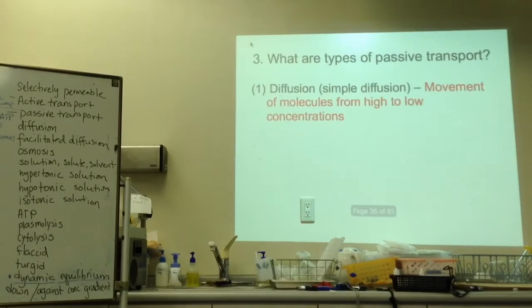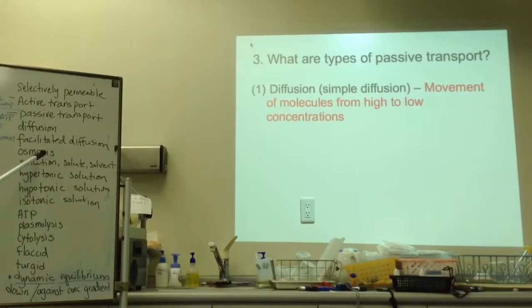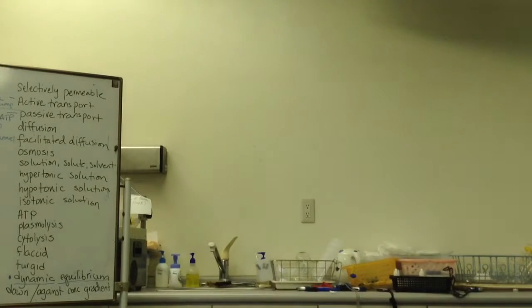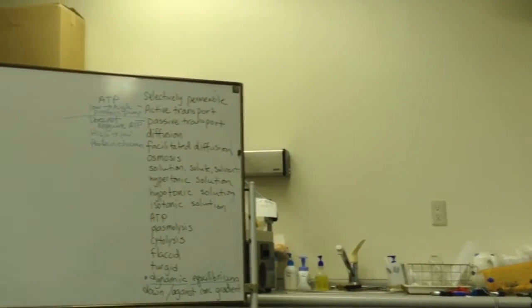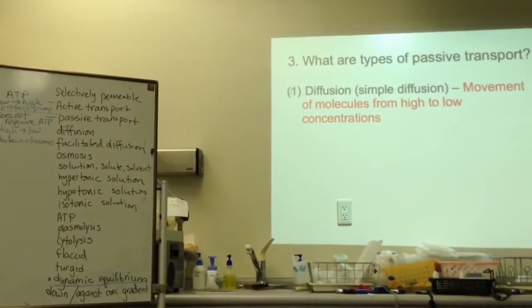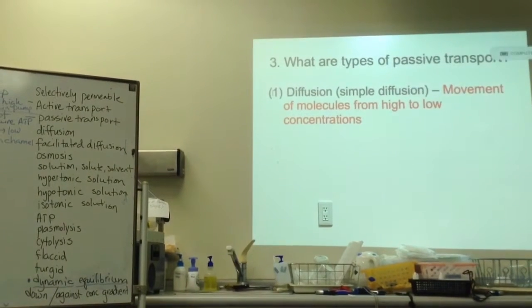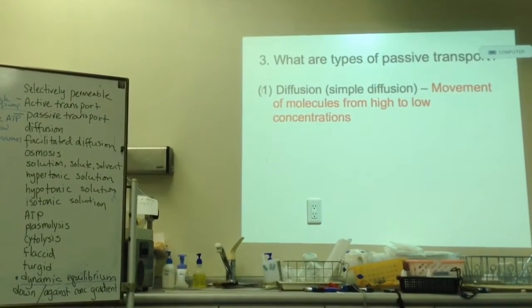All right, I'm going to go over it because that slide was the same as what we already mentioned. So here are the types of passive transport: diffusion, facilitated diffusion, osmosis. So we'll go in that order. Diffusion means movement of molecules from high to low concentration. So it's also called simple diffusion. It just means the molecules are moving from a high concentrated area to a low concentrated area. And that's just like logic. That's normal. That's what we experience all the time, right?